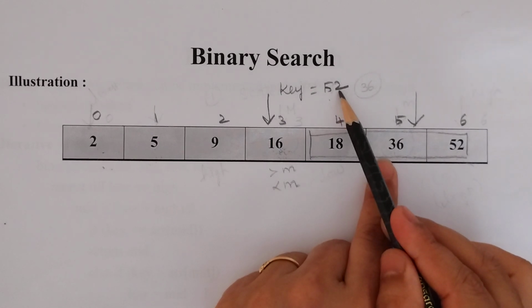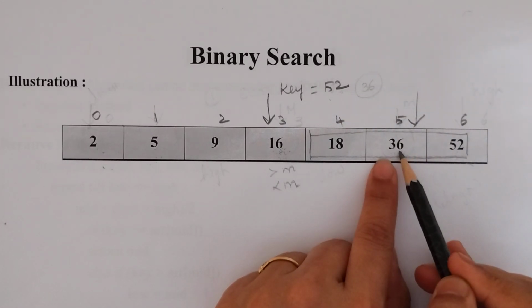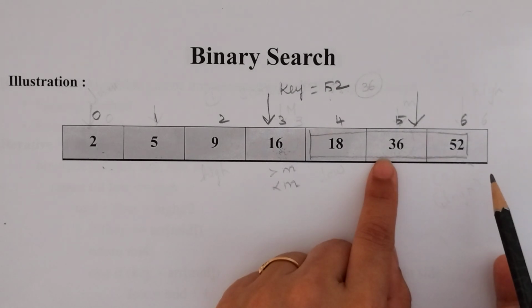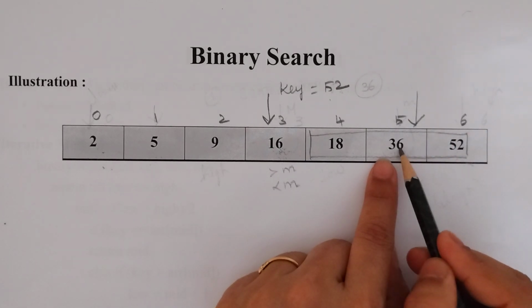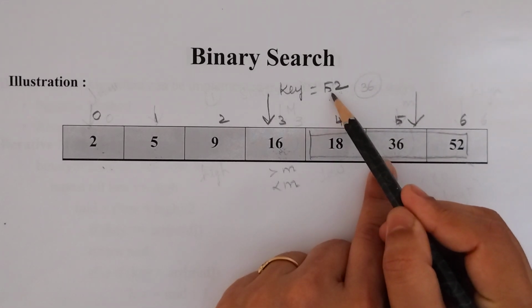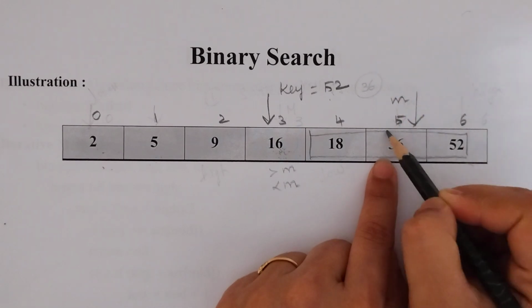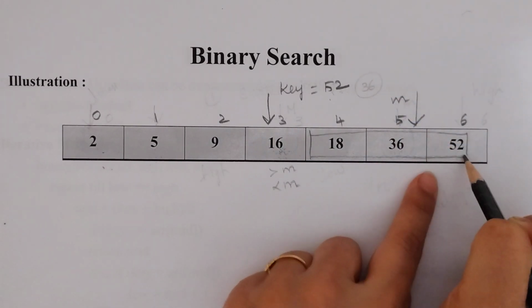Again you need to compare 52 with 36 to see whether it is equal or not. If it is equal, return this value as the result directly. If it is not equal, again move towards the right side. Why are we moving towards the right side? Because 52 is greater than 36. If the key value is greater than the middle value, move towards the right.